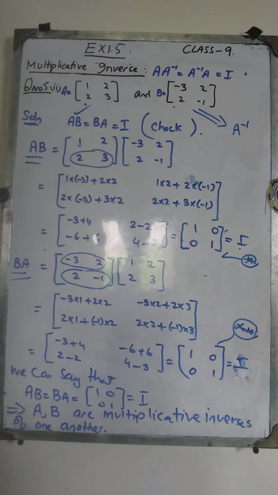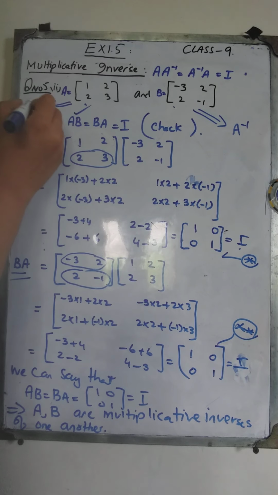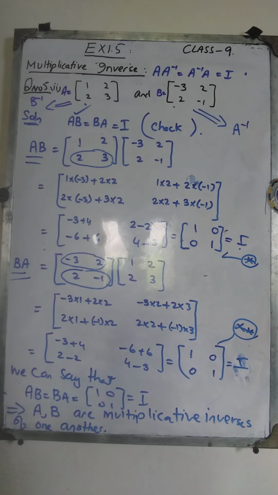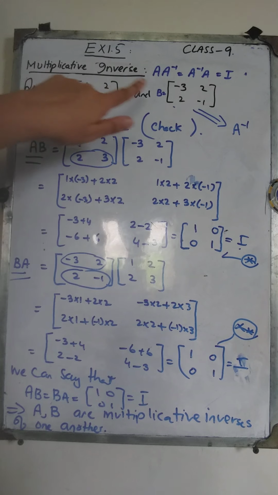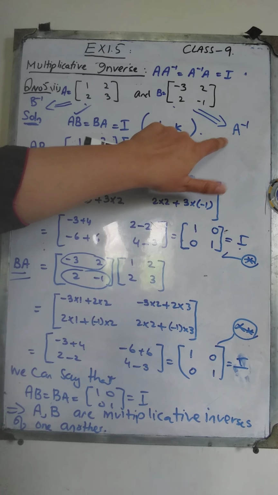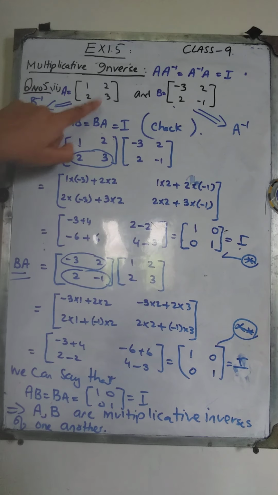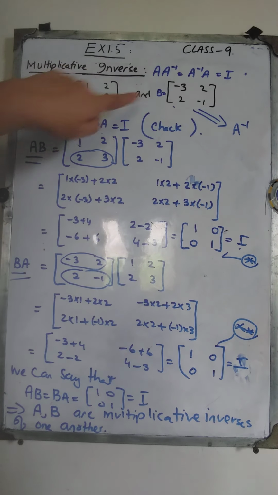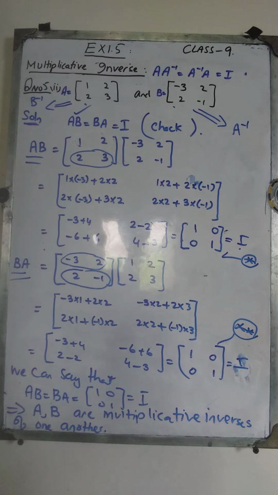It means A can also be denoted by B inverse. Okay, because A is the multiplicative inverse of B and B is the multiplicative inverse of A. So B can also be written as A inverse because it is the multiplicative inverse of A, and A can be written as B inverse because this matrix is the multiplicative inverse of B. So this is how you check whether the two matrices are multiplicative inverses of one another or not.